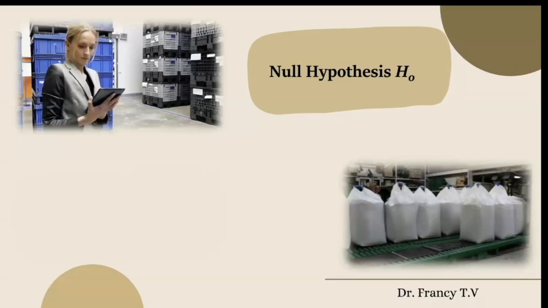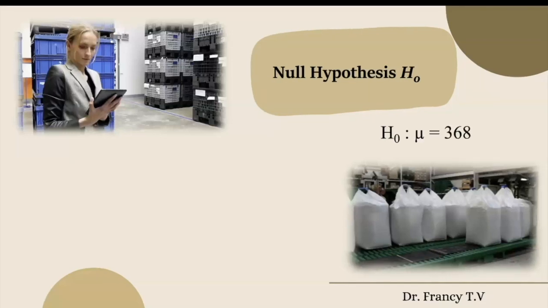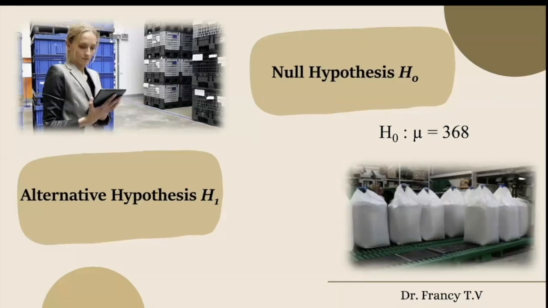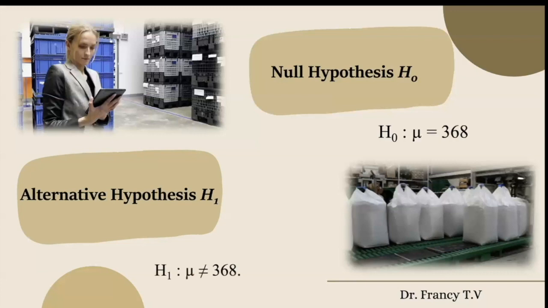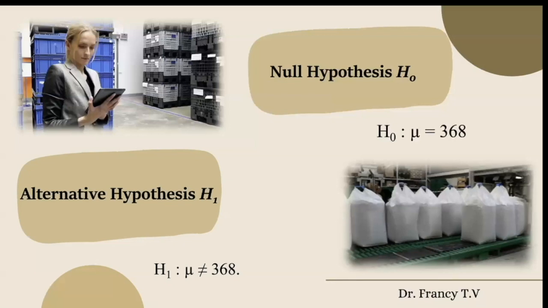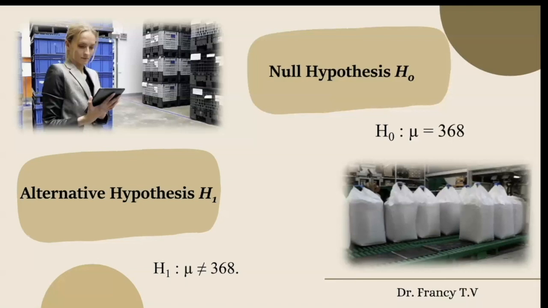In this example, the null hypothesis is that the filling process is working properly. Therefore, mean fill is 368 grams. This can be stated as H0: mu equals 368. The alternative hypothesis is the opposite of the null hypothesis and is denoted by H1. In this example, this can be stated as H1: mu not equal to 368. The alternative hypothesis represents the conclusion reached by rejecting the null hypothesis. In many research situations, the alternative hypothesis serves as the hypothesis that is the focus of the research.